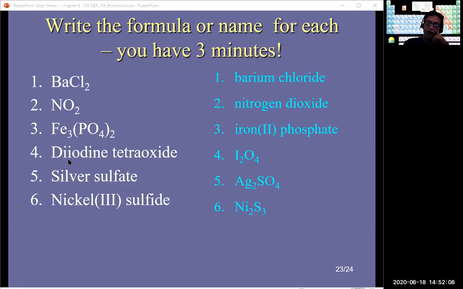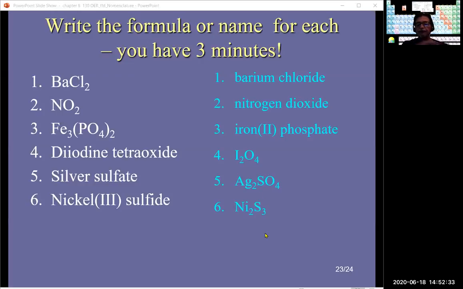And then we have diiodine tetroxide, that would be I2O4. Silver sulfate, which would be Ag2SO4. Why Ag2? Because silver has a +1 100% of the time. Sulfate from your polyatomic ion table is a -2, so we need 2 silvers, silver sulfate.